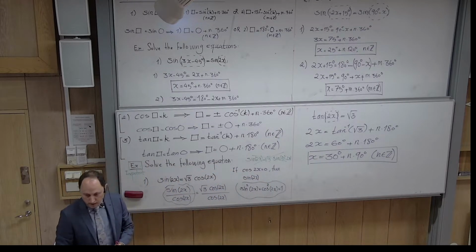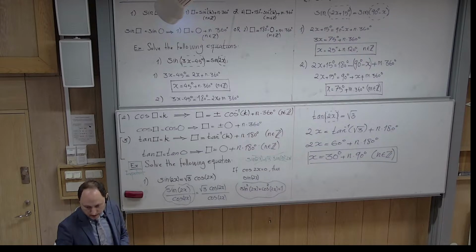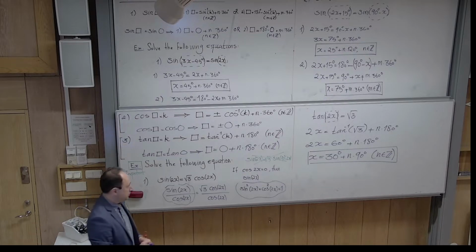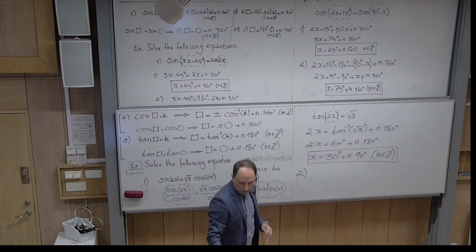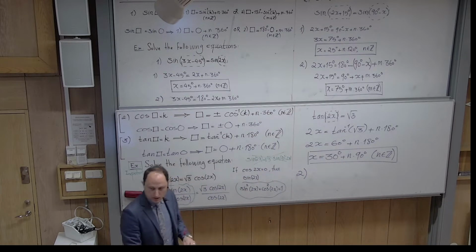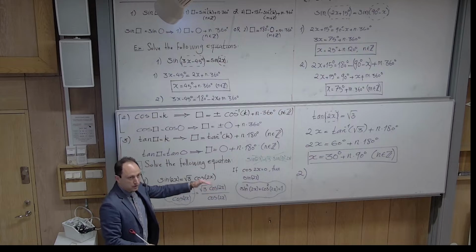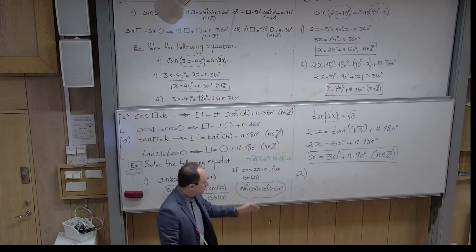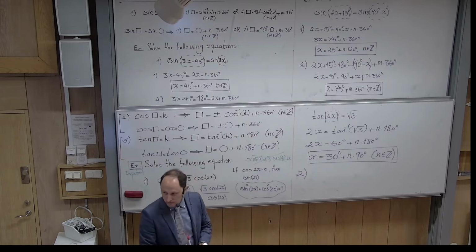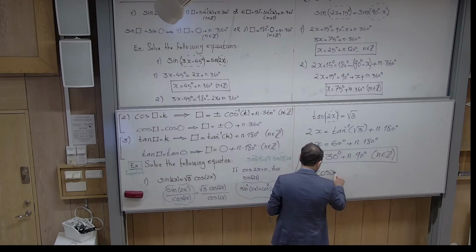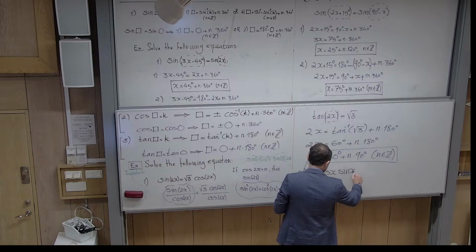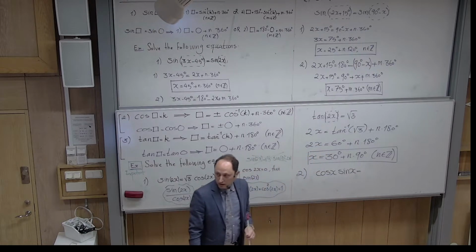And now let me take some questions from this book. Okay, number 2. By the way, these are exactly at the level of Math 4. So these are not high-level questions. But of course, I would consider them A-level questions. So cosine x sine x is equal to cosine x.